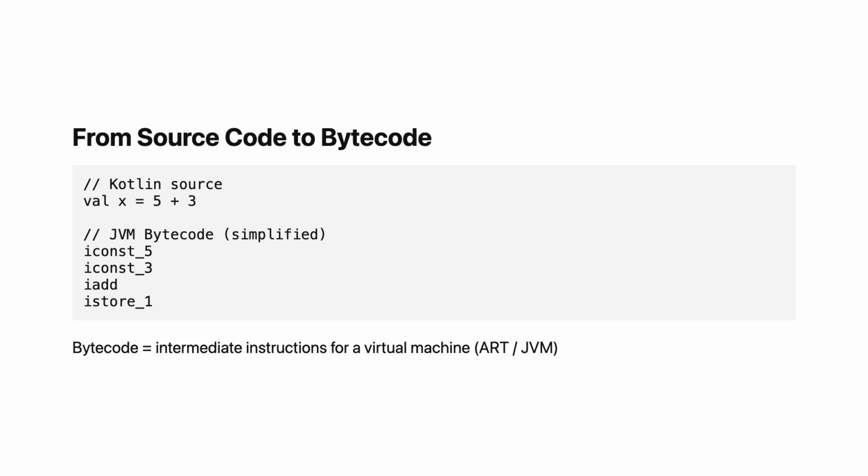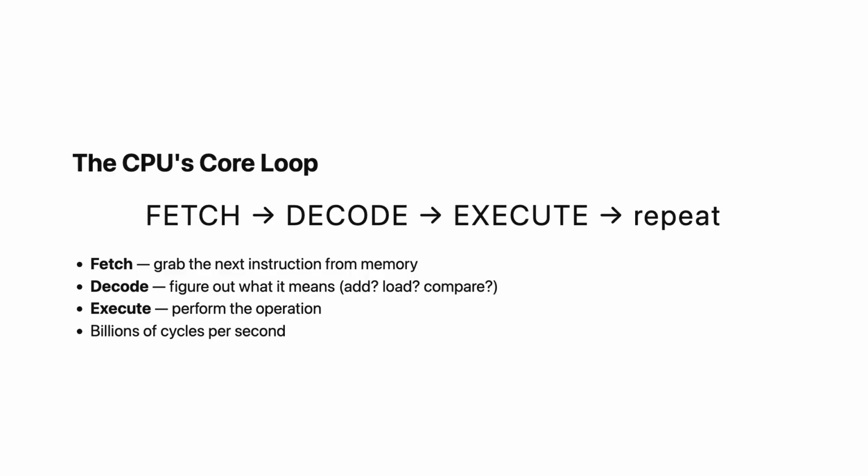And what the CPU does is shockingly simple. It runs a loop. Fetch, decode, execute. That is it. Over and over, billions of times per second. Fetch means go grab the next instruction from memory. Decode means figure out what that instruction is asking. Execute means actually do it.